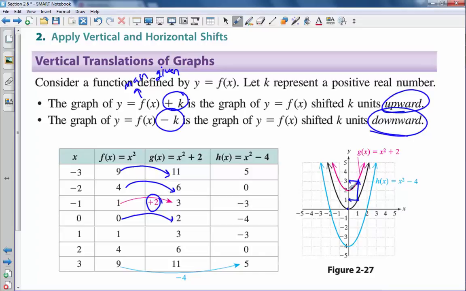0 moves to 2. Negative 1 moves to 3. I'm sorry, positive 1 moves to 3. This 3 moves to 5, for example, somewhere here, okay? No, it moves here. That's 3. That's 5. This should go to the right. Anyways, it's not like that.